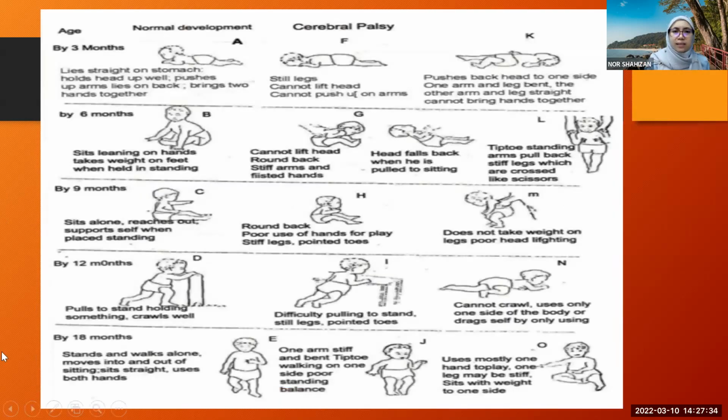Alright, this diagram shows the difference between normal development and the CP one. Over here is the normal development. By 3 months, what they can do, by 6 months, 9 months, all these are on the developmental milestone chart. What chart do you use?